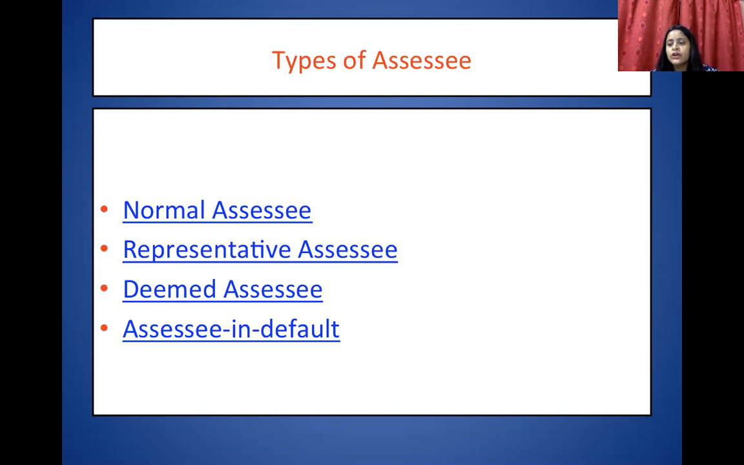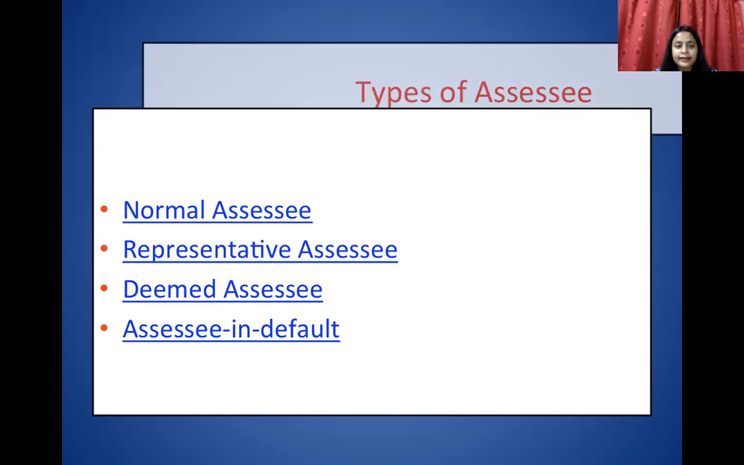All individuals who pay interest, penalty, or who are supposed to get a refund from the government are categorized as a normal assessee. Say, Miss Nancy is a salaried individual who has been paying taxes on time over the 3 years. Then Miss Nancy can be considered as a normal assessee as per Income Tax Act 1961.